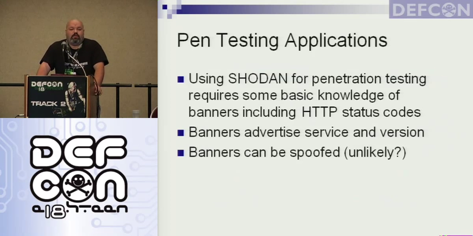I think that using Shodan for penetration testing requires some basic knowledge of banners, like I talked about, and it's also very useful to know HTTP status codes. You all know these, but it's important to review them because we can use them to filter out results. We know that banners typically talk about the services they're running and the versions. I've talked to very few people who have ever spoofed banners. Some people do, but most people don't. So we're assuming here that the banners aren't being spoofed.